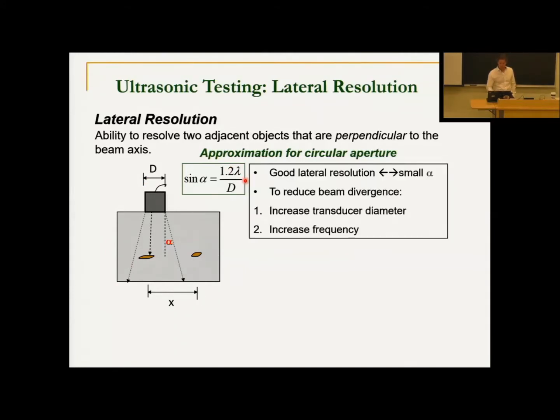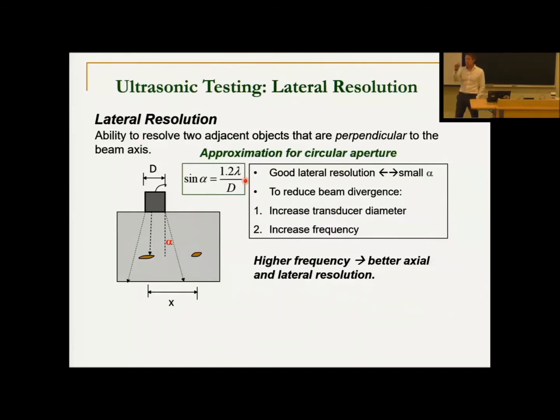Right? So to get good lateral resolution, like a laser, we need small alpha, and to do that, we need to have a large transducer and increased frequency. So for both cases of resolution, we want to increase the frequency, we want to reduce the wavelength so that we get better axial resolution, better lateral resolution, and better sensitivity to small defects, right? So let's go as high frequency as possible.